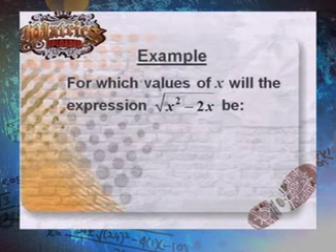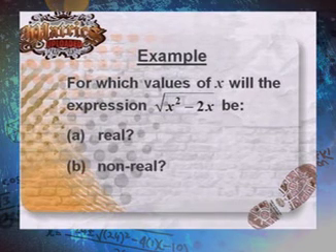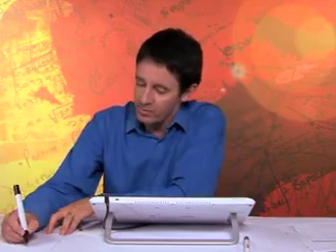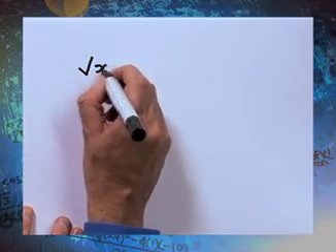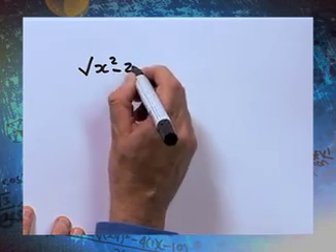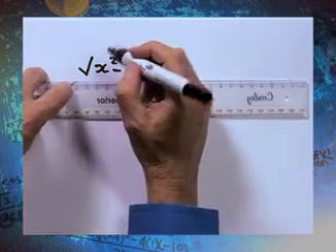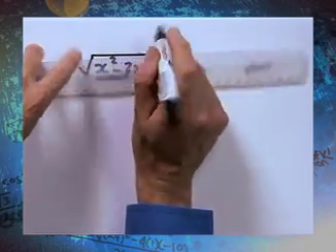Let's look at an example quickly. This one's a lovely exam question. It says: for which values of x will the square root of x squared minus 2x be real, and for which values of x will it be non-real? People, this is a sneaky form of inequalities. If we write down the expression on paper, we've got the square root, and Mbuyi is x squared minus 2x. He's the dude underneath the square root.